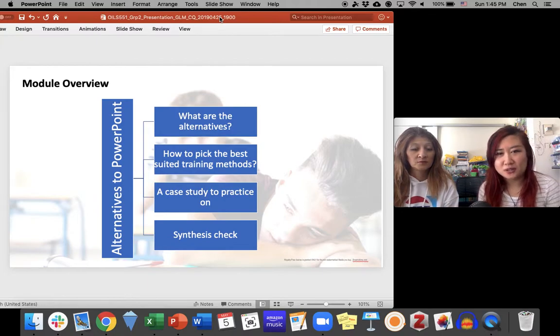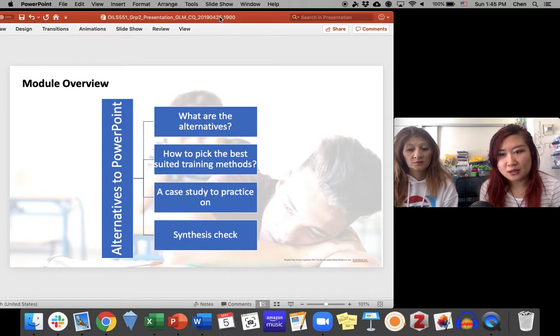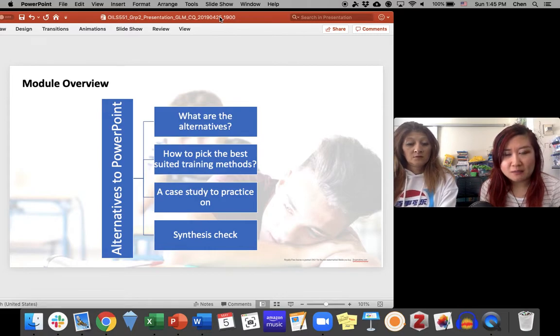So here's the module overview. First, we're going to talk about what those alternatives are. We're going to give you a list of methods that are just really good for different scenarios, and then how to pick the best suited training methods based on the materials that you want to present. We're also going to show a case study, and we'll practice on the case study. We're going to go through the whole flow of picking the methods and how to deliver the methods. And also the last one is a synthesis check.